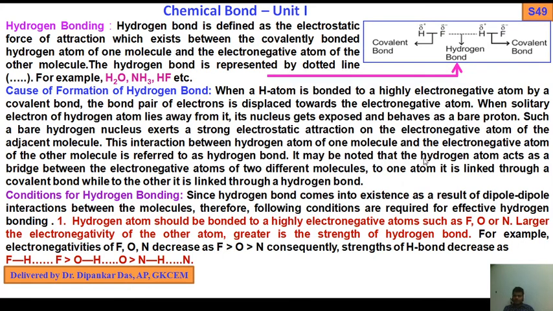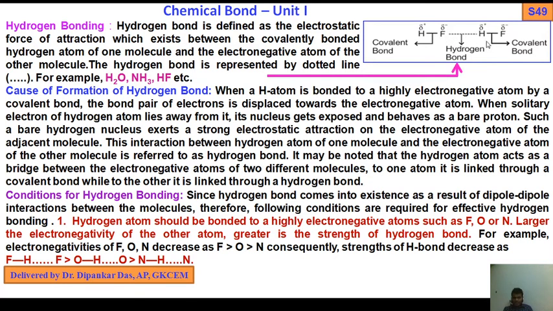It may be noted that the hydrogen atom acts as a bridge between the electronegative atoms of two different molecules. So it acts as a bridge. Okay, so this is the hydrogen bond between two different molecules. To one atom it is linked through a covalent bond, while to the other it is linked through a hydrogen bond. So this hydrogen atom is covalently attached, and it is linked with the fluorine atom through a hydrogen bond.